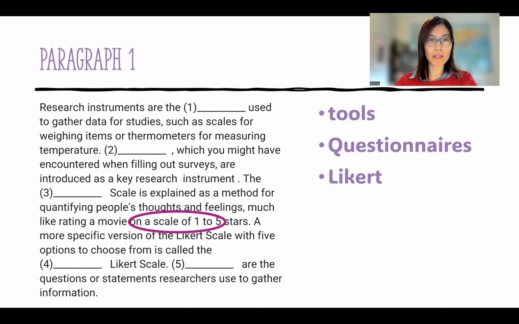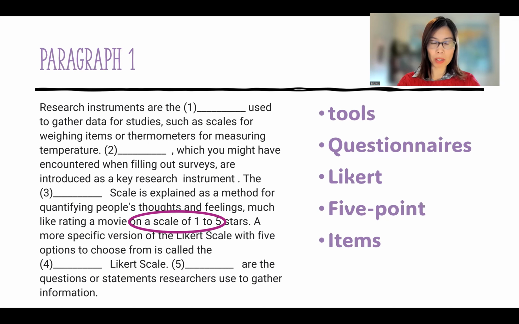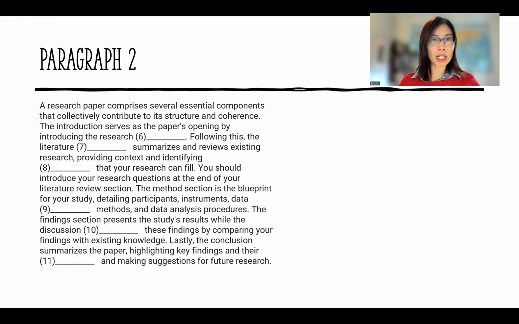A more specific version of the Likert scale with 5 options to choose from is called the 5-point Likert scale. And in writing, you can use it like that too. And finally, items are the questions or statements researchers use to gather information. It's very common to explain how many items you have in a questionnaire. Maybe you have 20 items or 40 items. It's important to mention the number of items here. So now let's move on to the second paragraph.